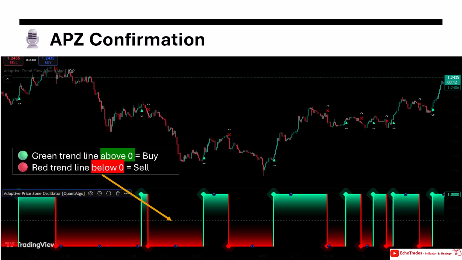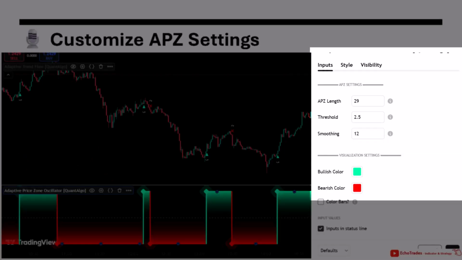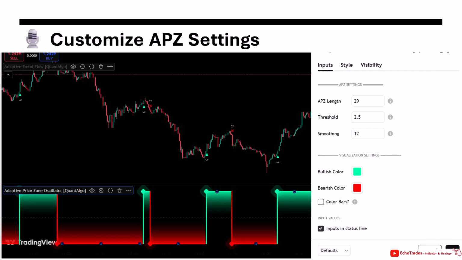Setting it up, simple process. Search Adaptive Price Zone by Quant Algo in TradingView. Add it. And the input tweaks for APZ. Yep. In the Input tab, change APZ length from 21 to 29. Okay, longer period there, probably for more robust trend confirmation. It seems likely, filtering out more noise. Then, change thresholds from 2 to 2.5 and adjust smoothing quite a bit from 5 up to 12. 29, 2.5, and 12. Got it. More smoothing again, aiming for stability. Exactly. And you can tweak the colors and stuff in the Style tab to make it clear for yourself, of course.